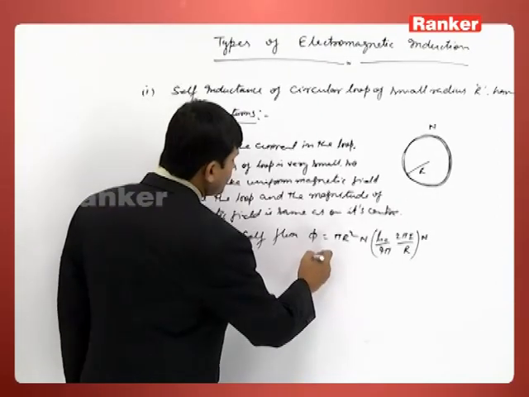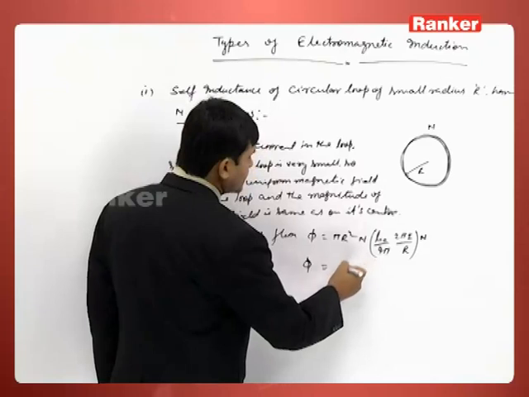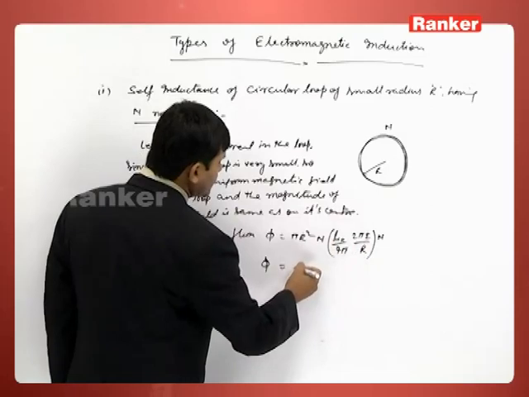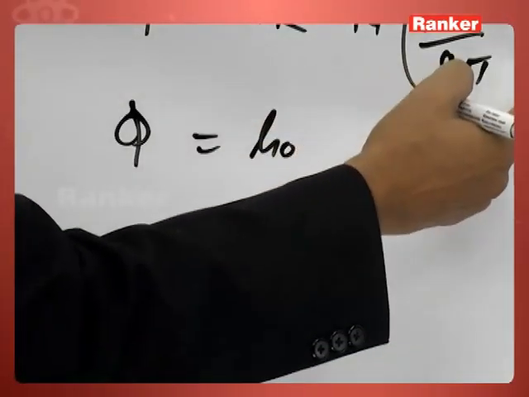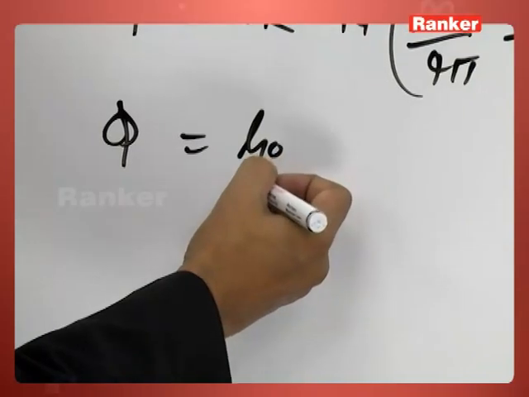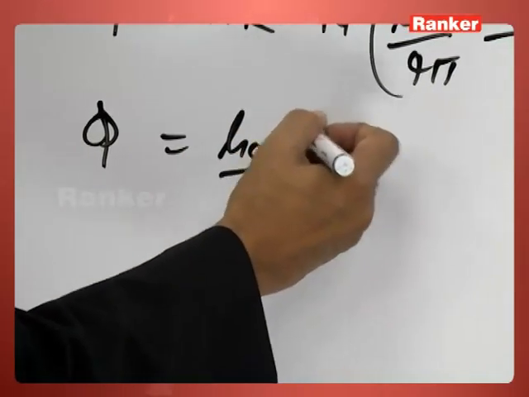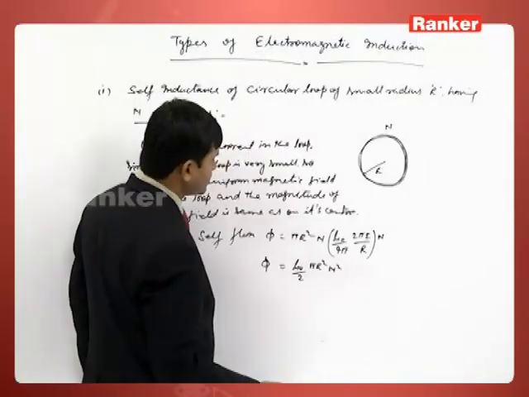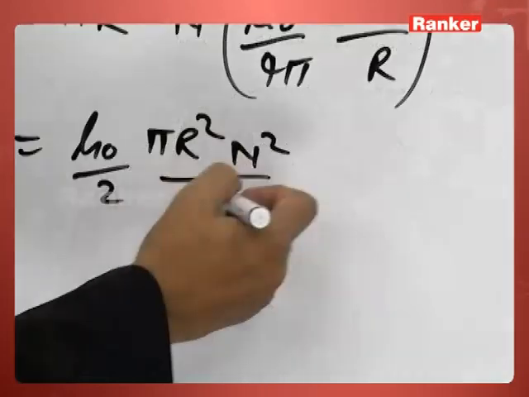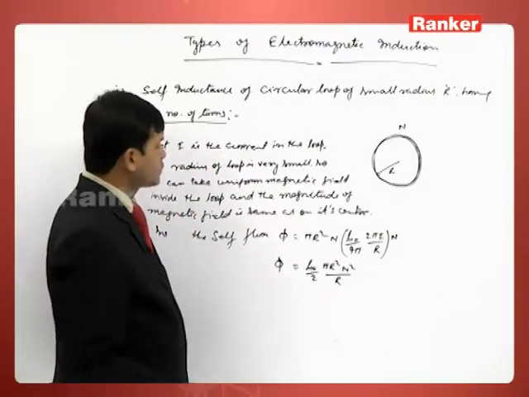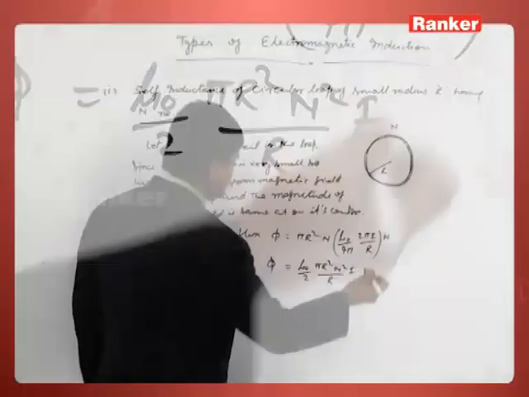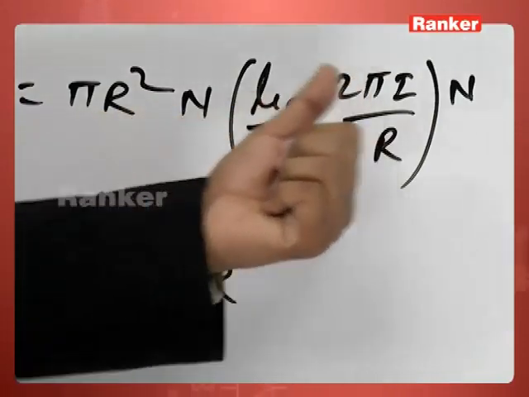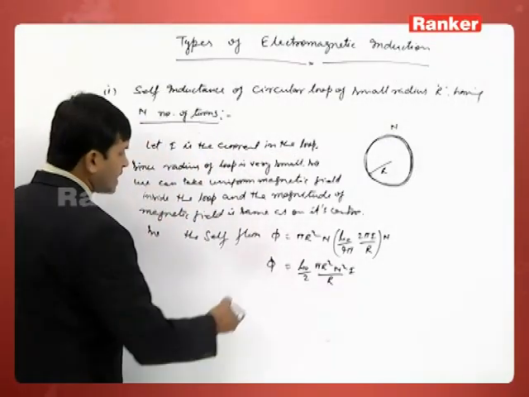So finally the self flux, written as φ, is given as: we can cancel the 2π, so μ₀ by 2, πr² N² by r, into I. So φ = μ₀/2 × πr² N² I / r.